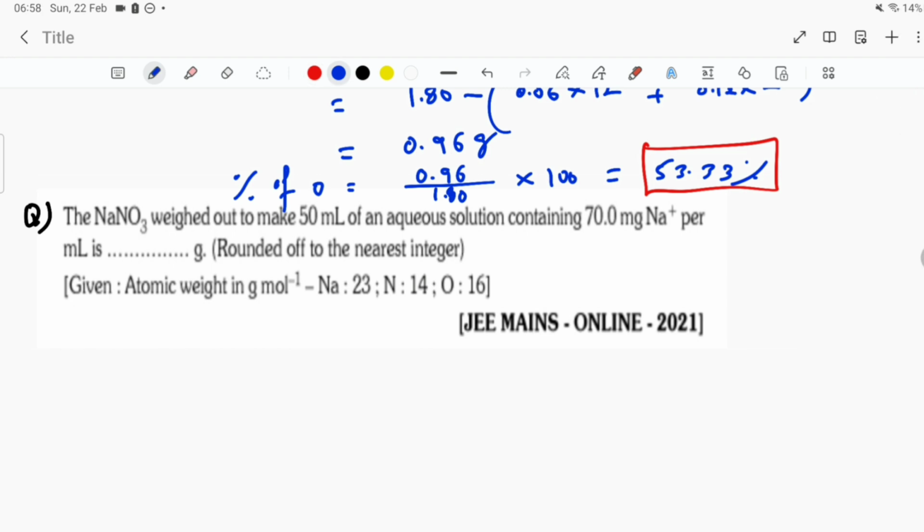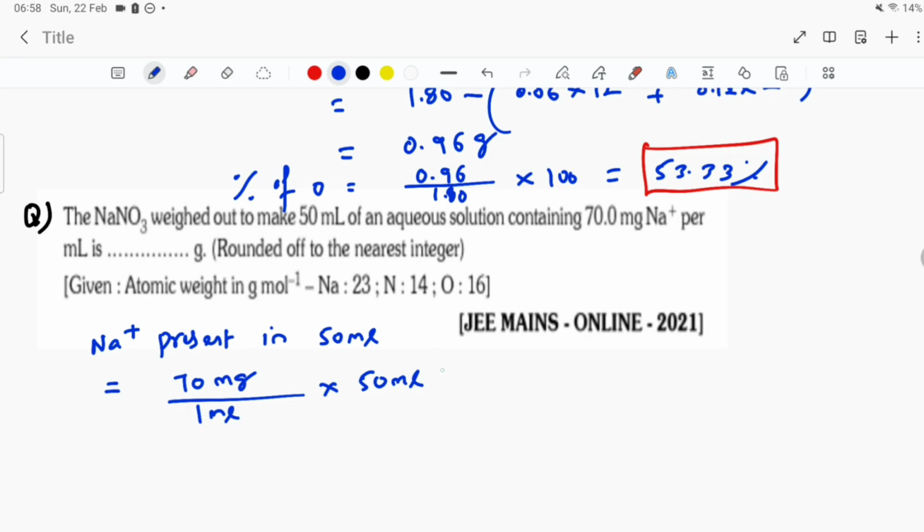First you calculate the Na plus present in 50 ml. NaNO3 is equal to Na plus. So Na plus present in 50 ml is equal to 70 milligrams by 1 ml into 50 ml, which is equal to 3500 milligrams.